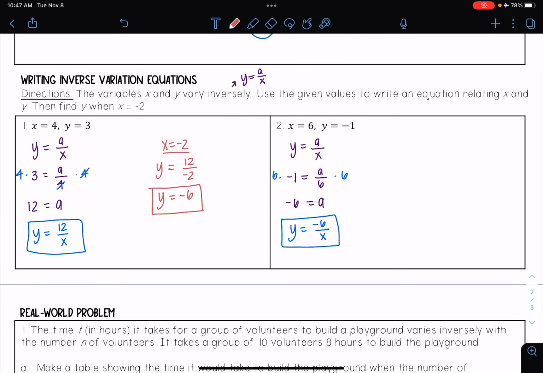Okay, and then that last part, we want to find y when x is equal to -2. So that means that y is equal to -6 divided by -2, and I get that y is equal to 3.